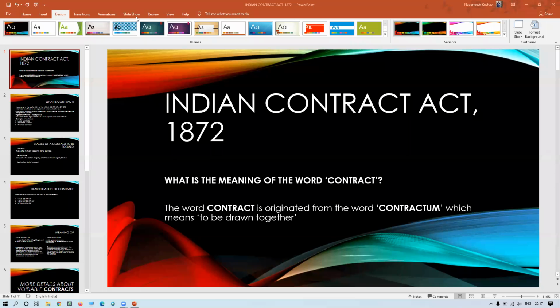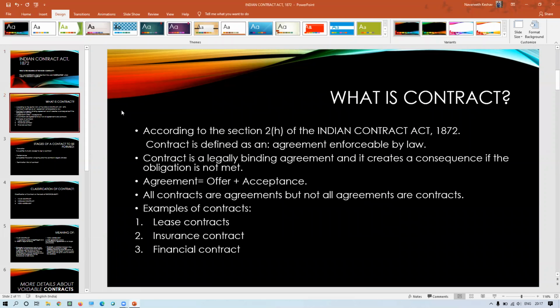Before getting to know what a voidable contract is, let us start with the meaning of contract. The word contract originated from the word contractum, which means to be drawn together. Contractum comes from Latin. With that in mind, let us jump into what a contract is.